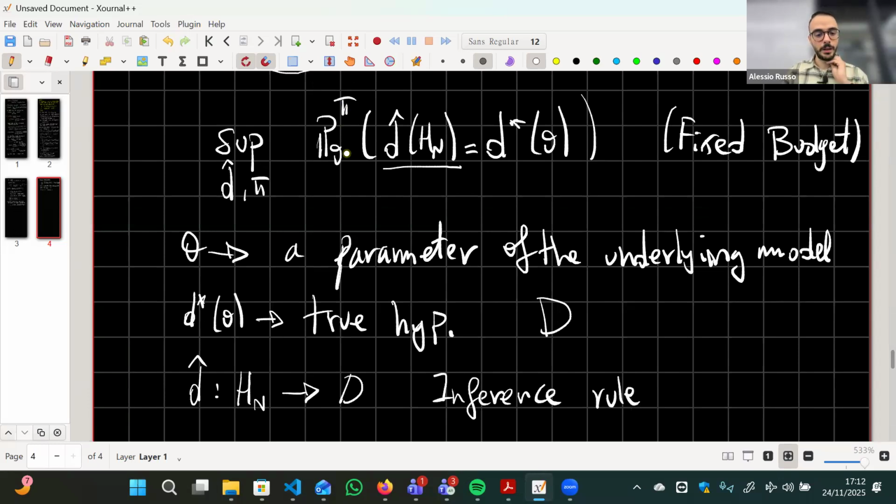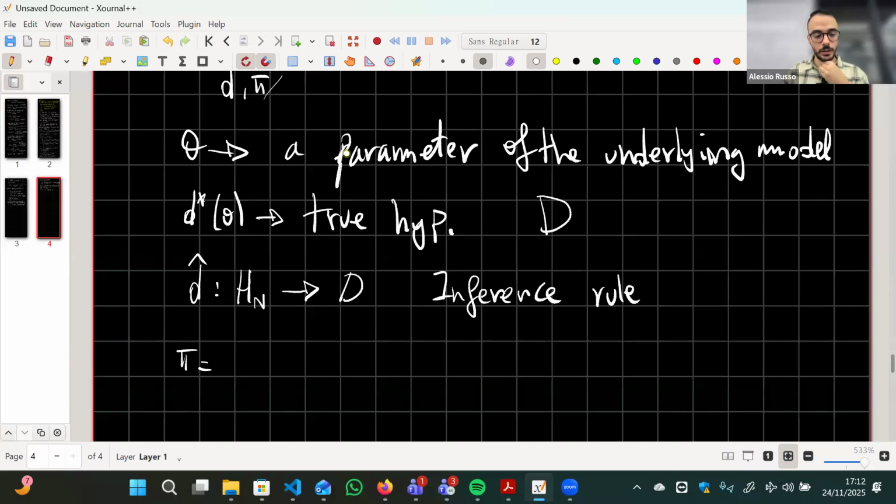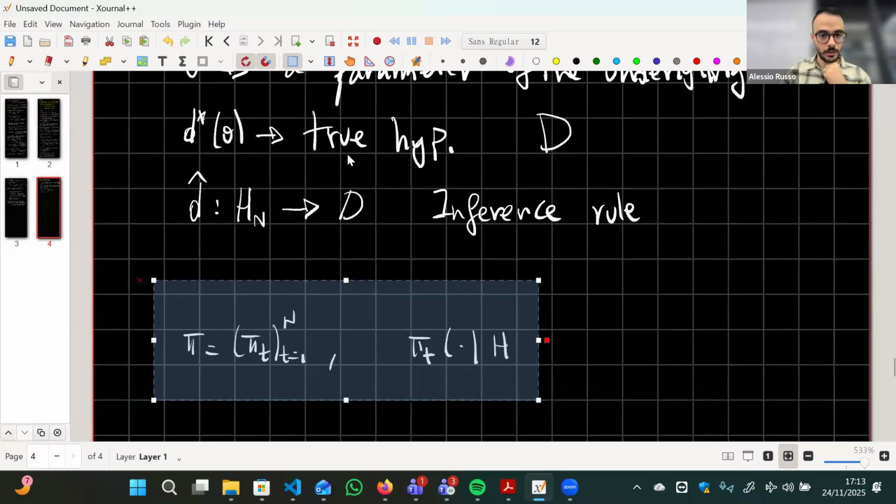And then we have pi. Pi is a sampling rule. It's a collection of policies, where each policy is a probability kernel over actions. So let me define also what is a capital H, to be precise, because we will need it.